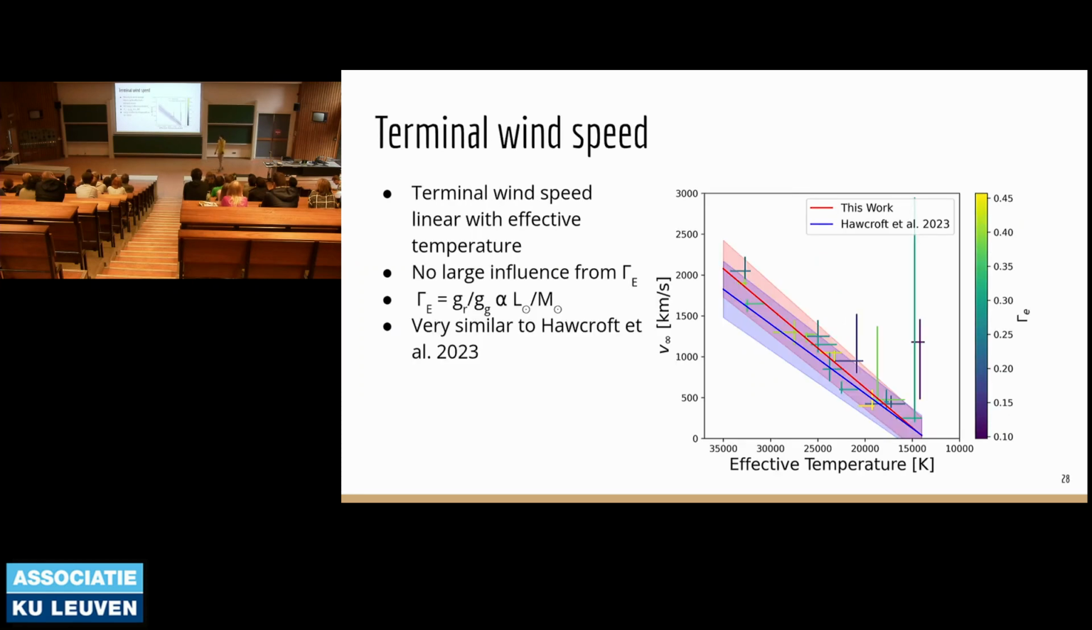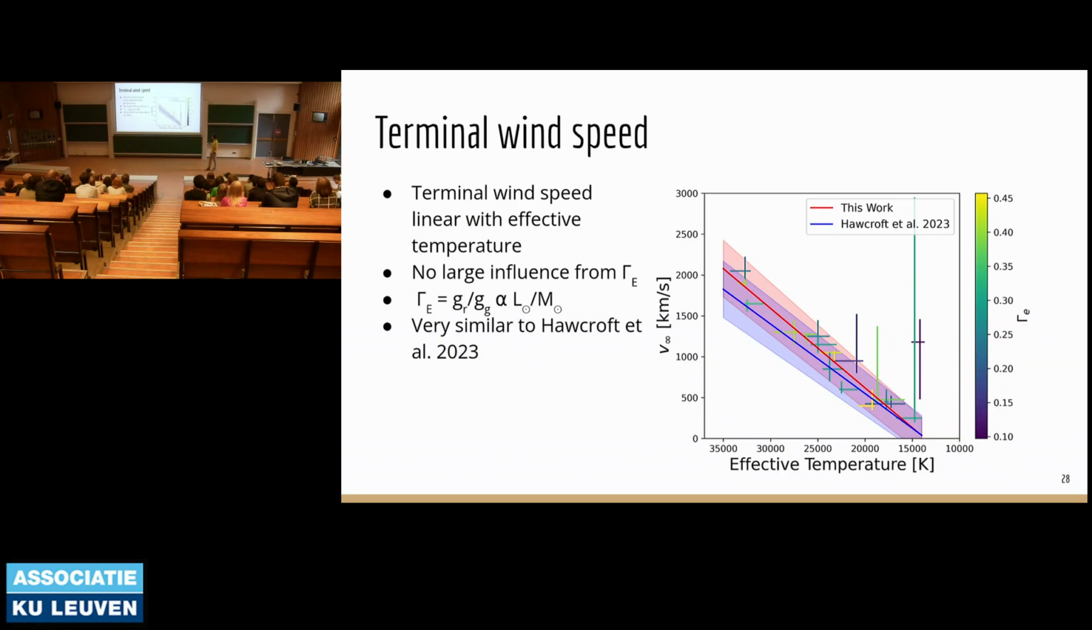Okay, first result, real quick, is thermal wind speed. This is something I talked about in the beginning. There are a lot of people interested in this sometimes. What you can see here is the thermal wind speed over the effective temperature. I always plot effective temperature from high to low, because that's the way the bistability jump is usually plotted, and I want to keep everything consistent, so that's why I'm doing it like this. What you can see is that there's a really linear behavior in the thermal wind speed. This is not really unexpected. But what is expected is that the color bar on this doesn't seem to influence that much.